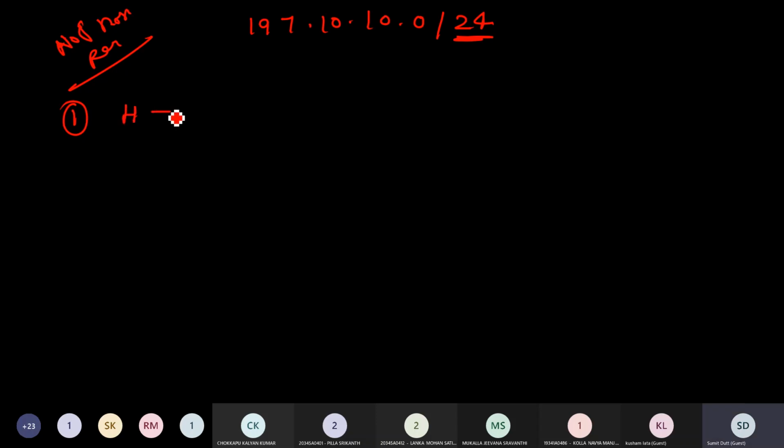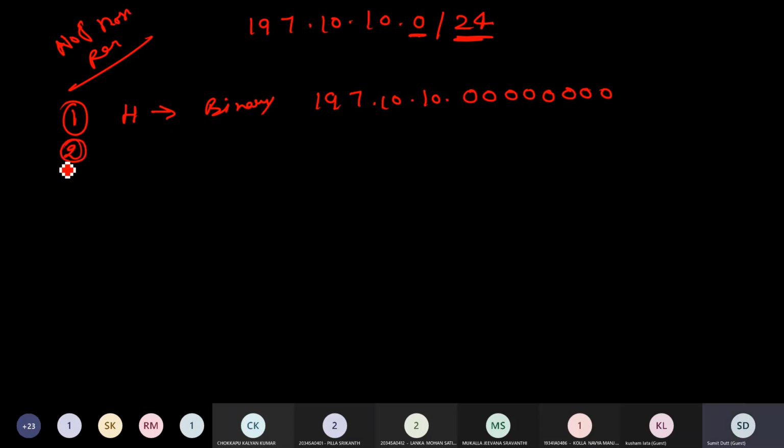So in step number 1, convert all the host bits into binary. So in our example, host bits means the last octet. So it will be 197.10.10. Binary means 1234 1234. Am I clear? Step number 2.